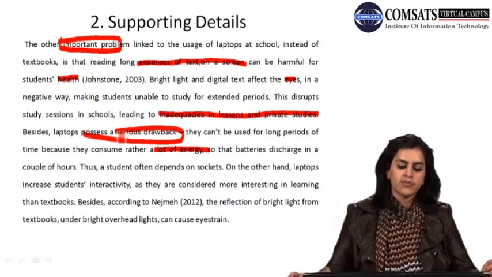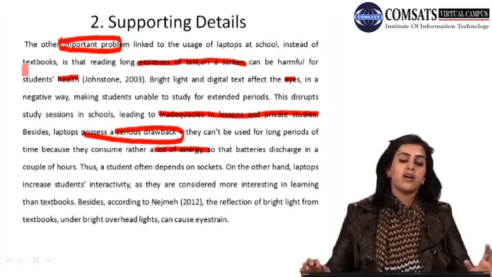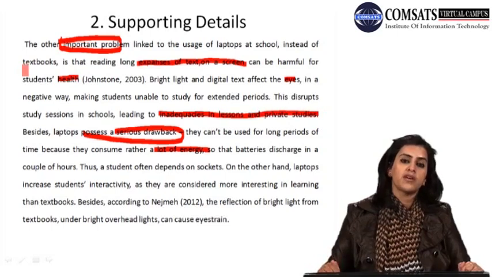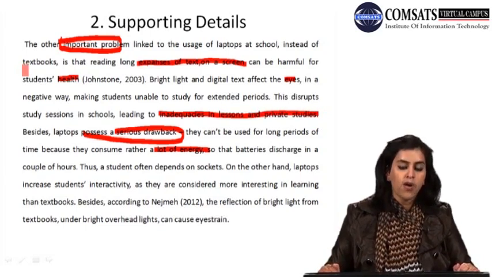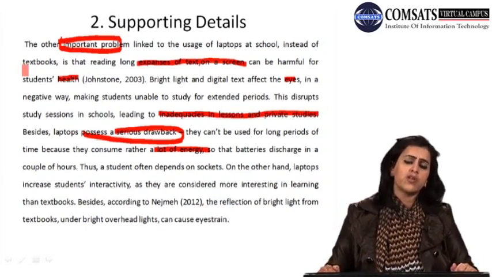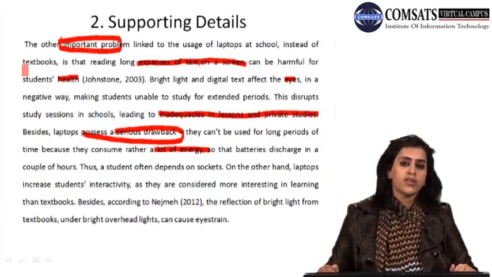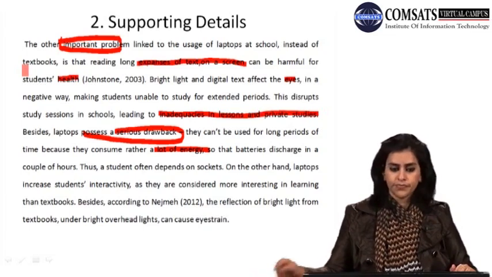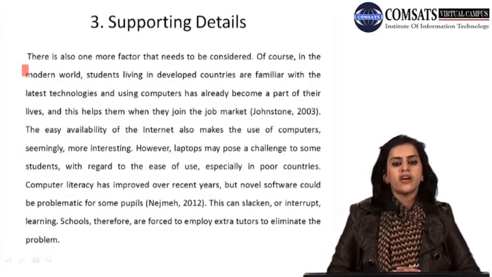So in the second paragraph, in his second supporting details, the writer comes up with all those drawbacks related to the usage of laptops in school, clearly by telling how they can consume a lot of energy and how they cannot be very good for the health of young kids. Now, in the third paragraph, again, he comes up with another analysis. There is also one more factor that needs to be considered.